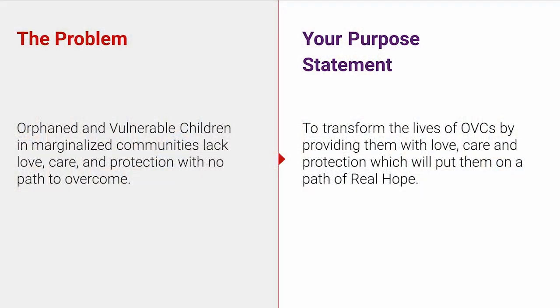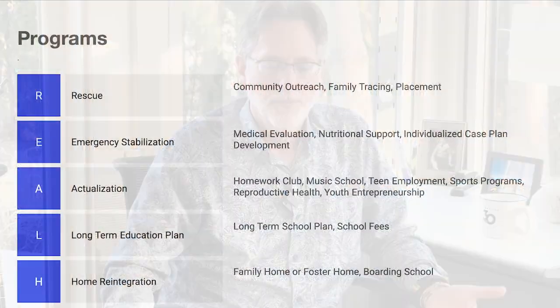We exist to transform the lives of all orphan and vulnerable children by providing them with love, care, and protection, which will put them on this trajectory, this pathway towards real hope. It's not a fantasy, it's not a hope, it's a real, tried and true pathway. And once you've done that, then you can say, well, here are the programs.